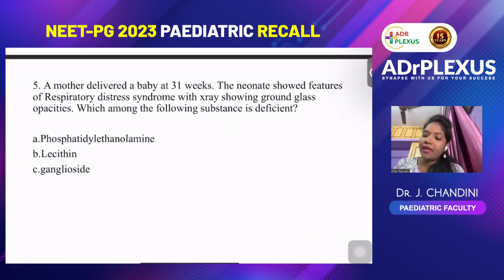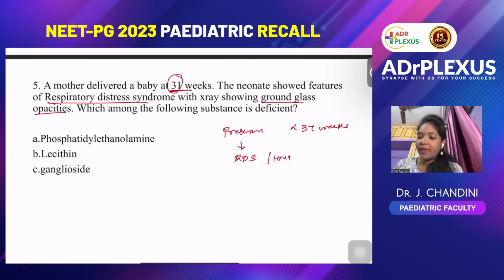A mother delivered a baby at 31 weeks. The neonate showed features of respiratory distress syndrome with X-ray showing ground glass opacities. Which among the following substances is deficient? So this is a direct question. They have told that the mother has delivered a preterm baby. Any baby which is delivered before 37 weeks is called a preterm baby. So this is a 31 weeker, so that is a preterm baby. Next, they are telling the preterm baby is having features of RDS, nothing but respiratory distress syndrome or hyaline membrane disease. And what is the X-ray showing? Ground glass opacities.